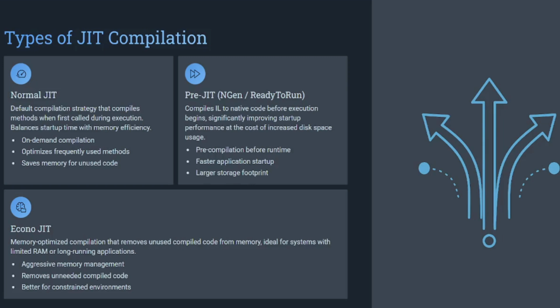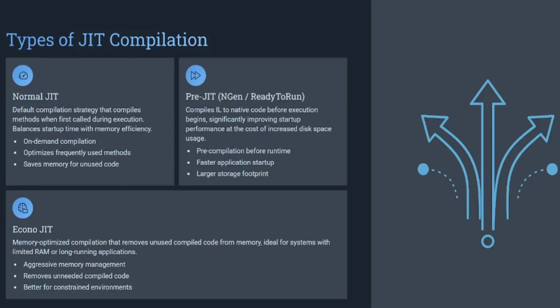And the second type is pre-JIT. It's also known as ngen or ReadyToRun. Here, the code is compiled before the application starts running. So, when the program starts, the machine code is already available, which makes the startup faster. But there is a trade-off here. Since the compiled code is already stored, it takes up more disk space. So, you get faster startup, but at the cost of increased storage.